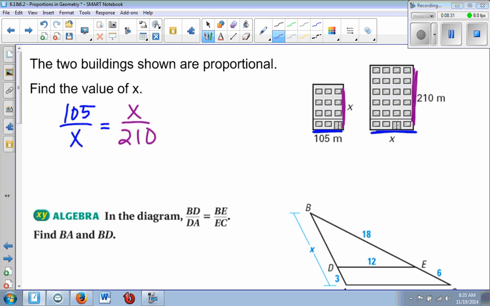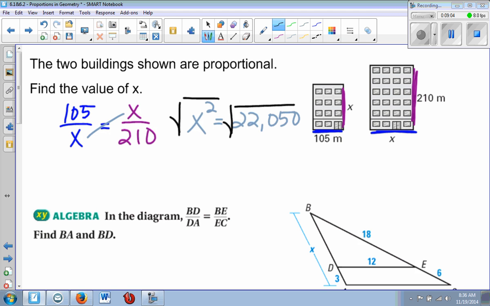In order to solve this, you're just going to use cross products. Now when I cross product the X and the X, we should get X squared. So we have to use a little bit of Algebra 1 knowledge to make sure that we remember how to do this. X times X is X squared. And if I multiply 105 and 210, I get 22,050. Now going back to what we know about Algebra 1, all we're going to do now to get X by itself is take the square root.